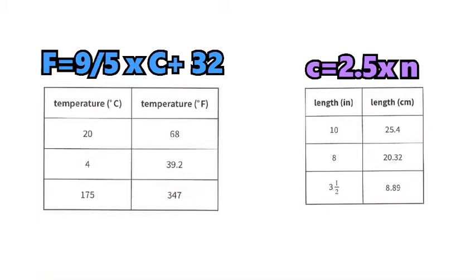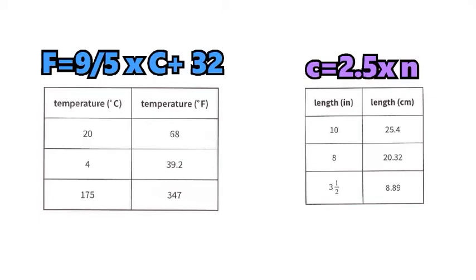In my first equation, I'm adding a value. I'm adding that value of 32. In my second equation, right over here, I'm not adding anything at all. By looking at the data in our tables and by comparing our equations, do you think that the relationship between temperature in Celsius and temperature in Fahrenheit is proportional? Do you think that the length in inches is proportional to the length in centimeters? Are they both proportional, only one of them, or neither?